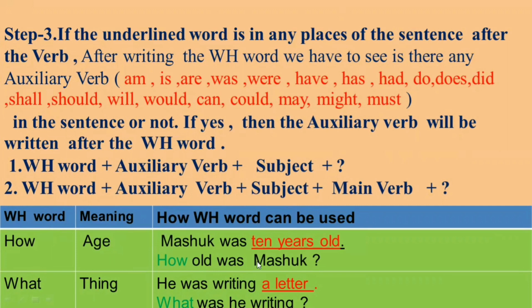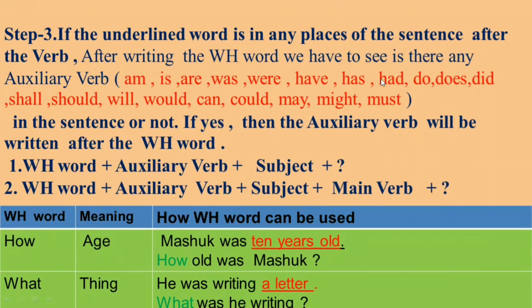So here, Mashuk was 10 years old. At first you have to select the WH word. 10 years old indicates the age. So if the underlined word indicates age, you have to take the WH word how old. And then you have to find out whether there is any auxiliary verb or not.